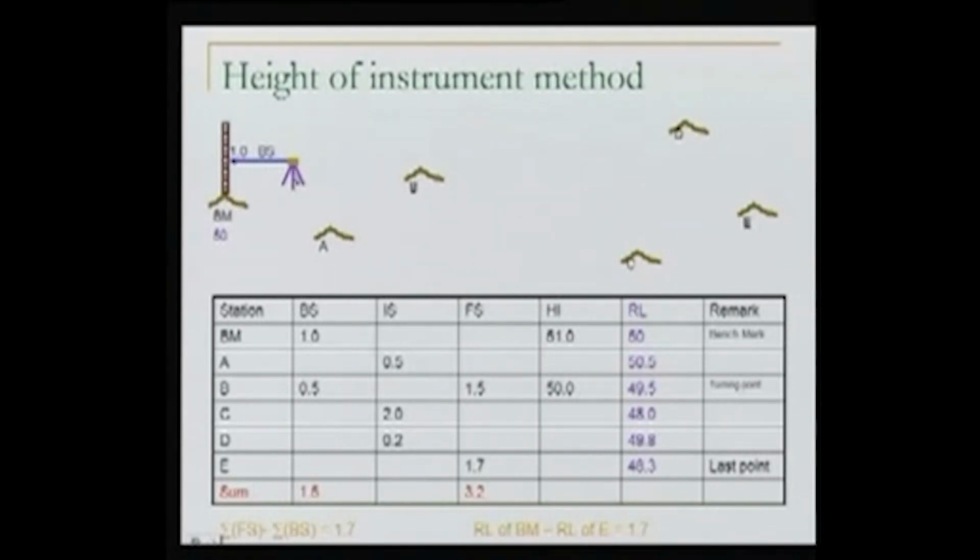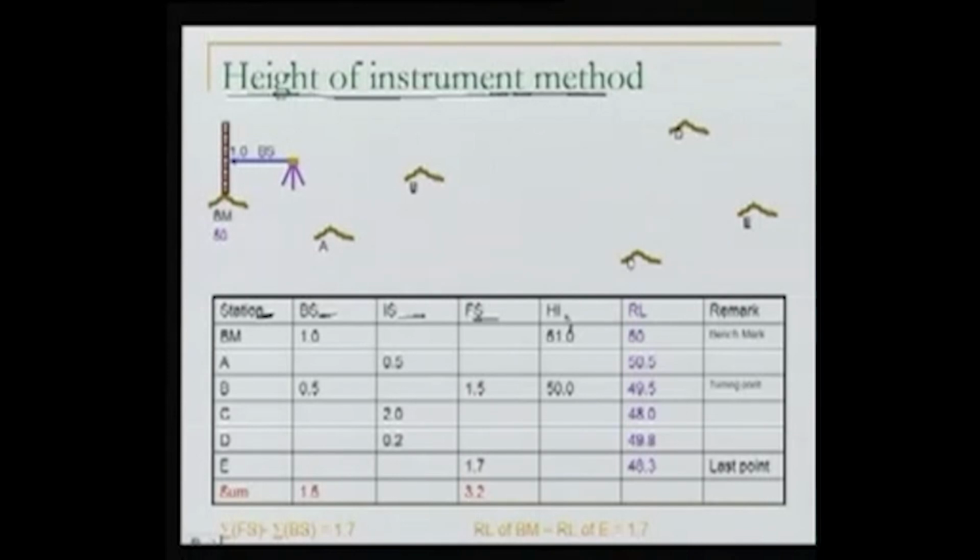Well, how do we record it? Now we will come to the table. In my table, we make a table like this. We write station and backsight, intermediate sight, foresight, and please mind it, right now we are working with the method of height of instrument.